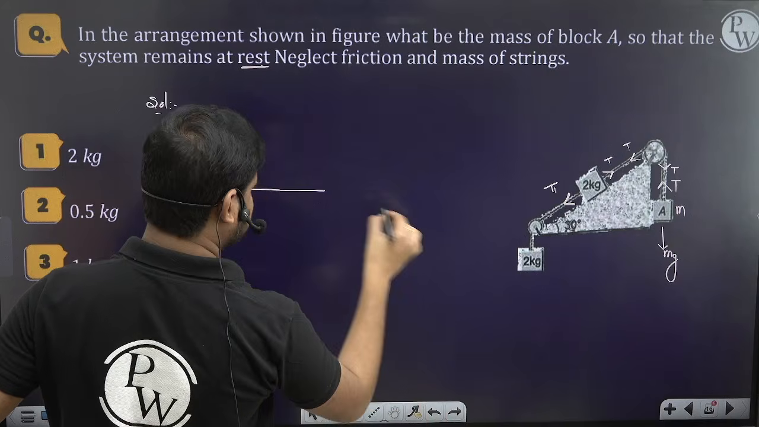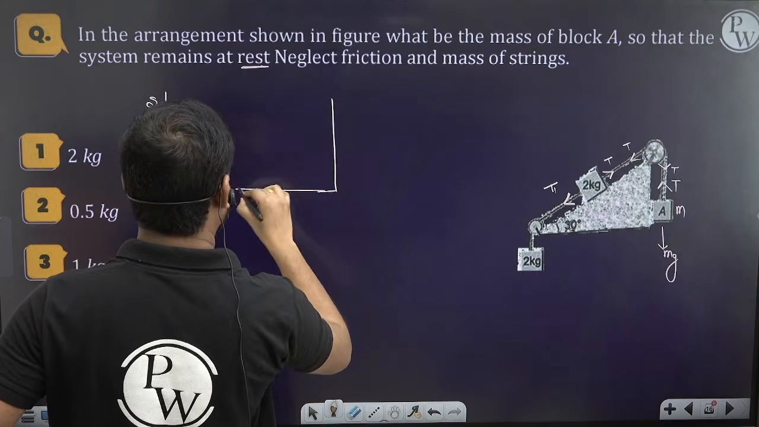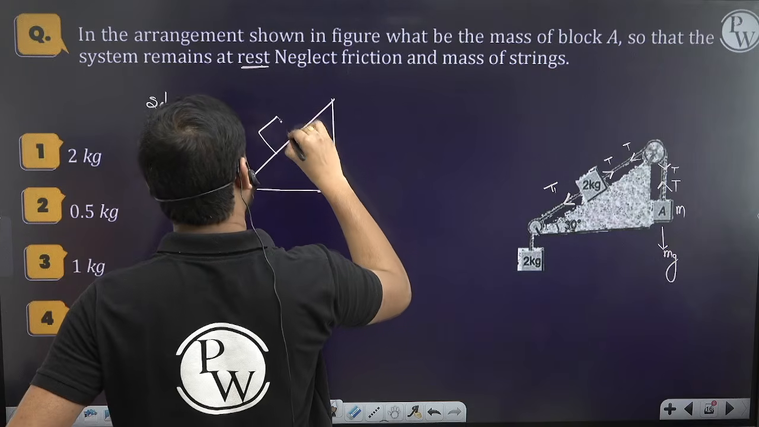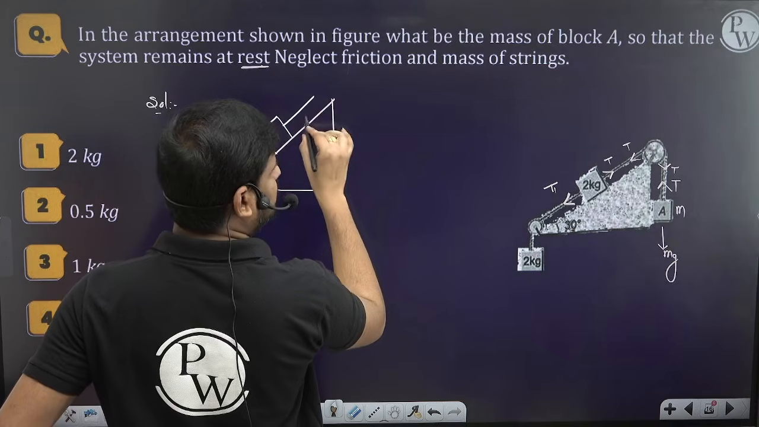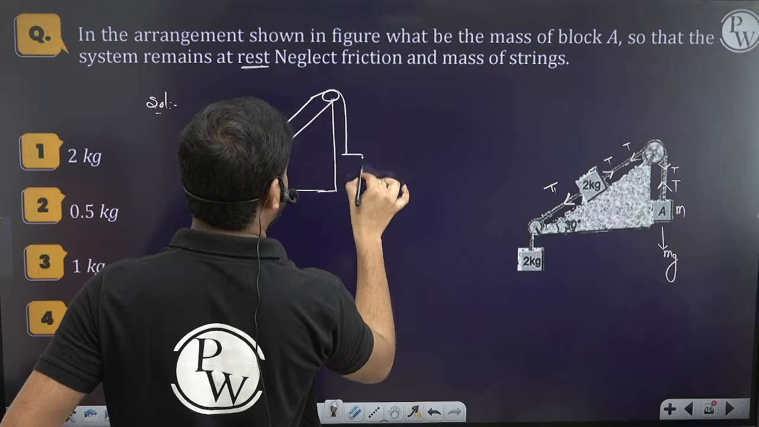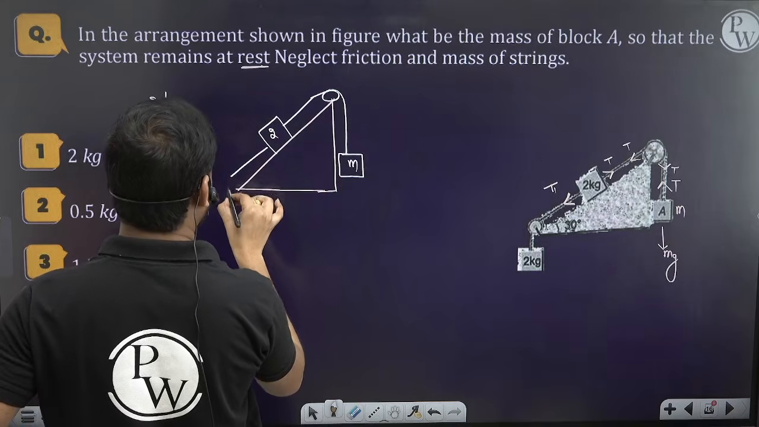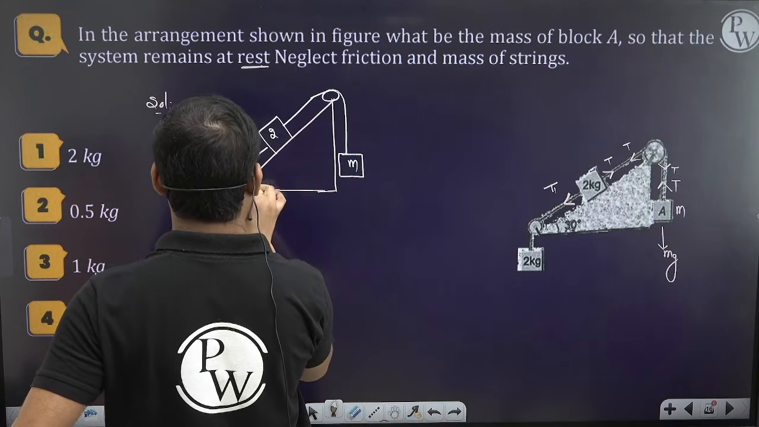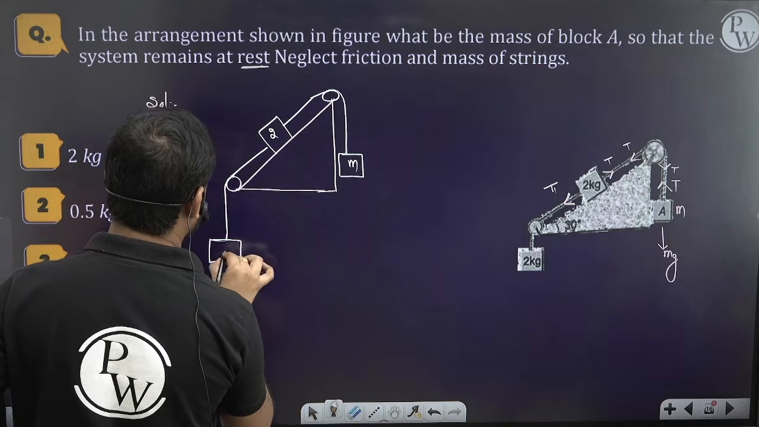So that some was not clear. So see, I'll draw the diagram again here. Here is a 2 kg block, right? Then here is the pulley attached, and on this side the block of mass A, let it be M, and then on this side again we have the pulley, and then this side, it's a 2 kg block.